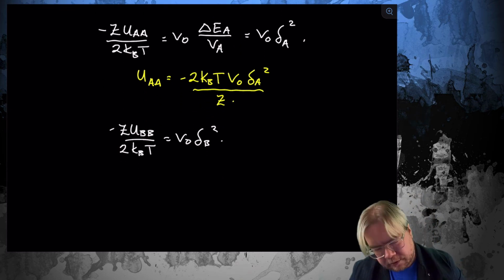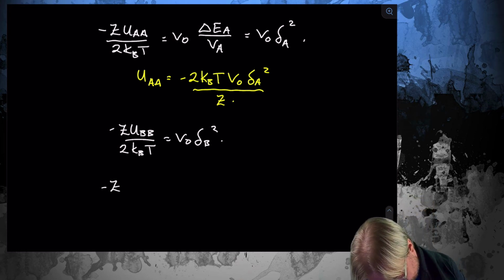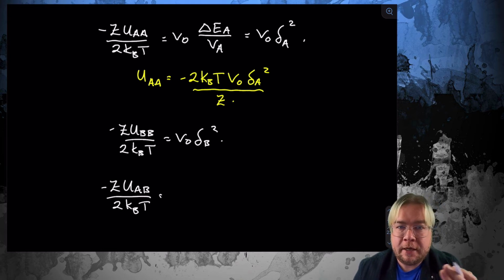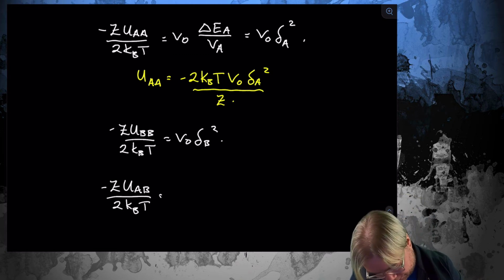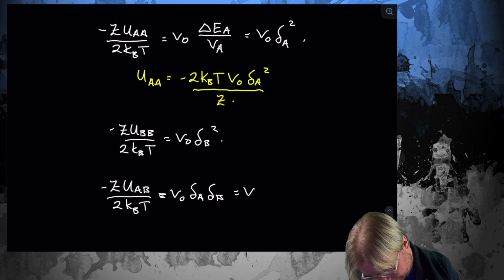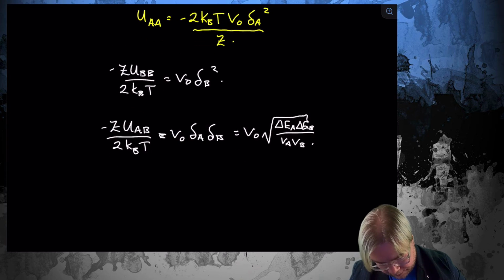So what about the cross term? What about an interaction between A and B? So minus Z UAB divided by 2 kBT is equal to what? Well, we can make an approximation. We could approximate this as being a geometric average. So we could approximate this as being V0 times delta A times delta B. And that would be the same thing as V0 times the square root of delta EA, delta EB, divided by VA, VB.